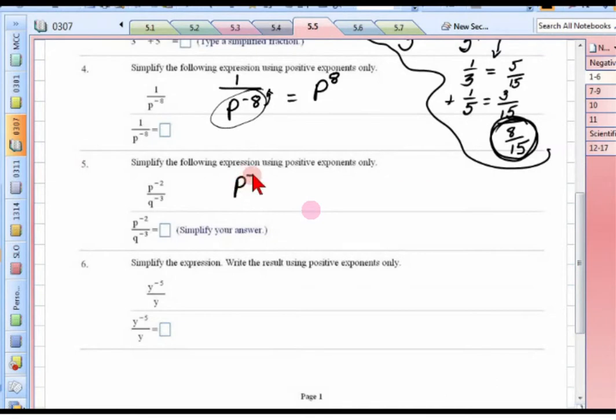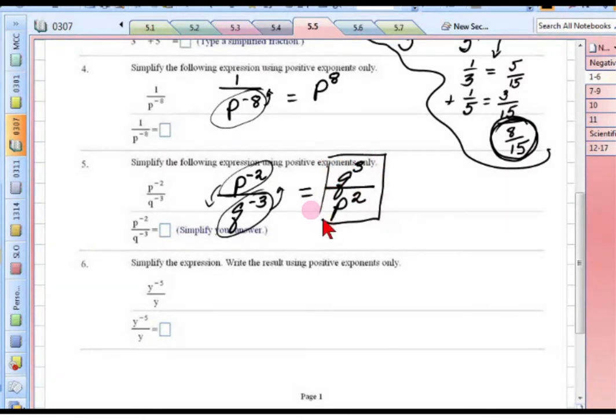All right, let's look at number 5. It has p to the -2 over q to the -3. This is not a case of the quotient rule because p and q are different bases. So what does this say? Move me. But what does the q to the -3 say? Move me also. So what does this become? Numerator, q to the +3 over p squared, and there's nothing more I can do to simplify that. A negative exponent says move the base, change the exponent to positive.